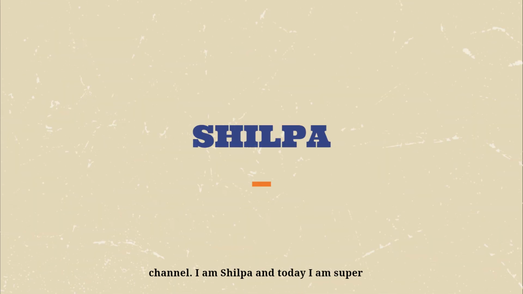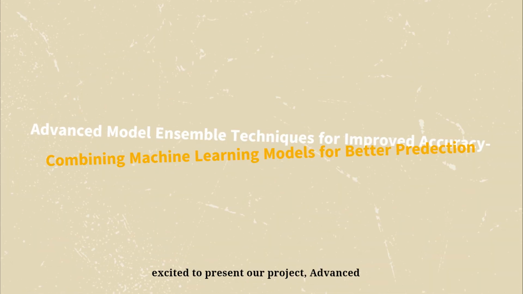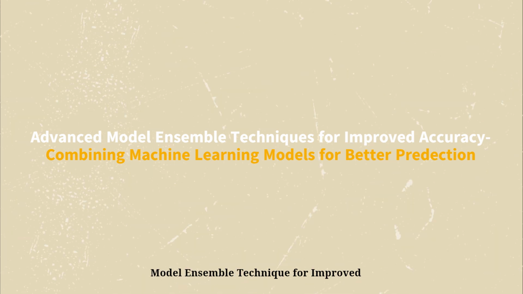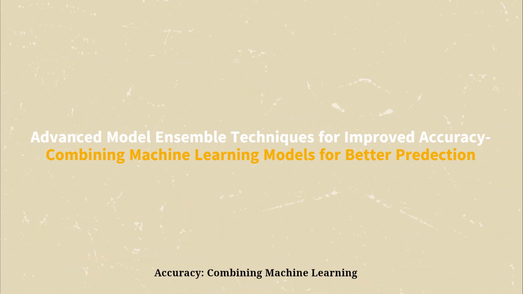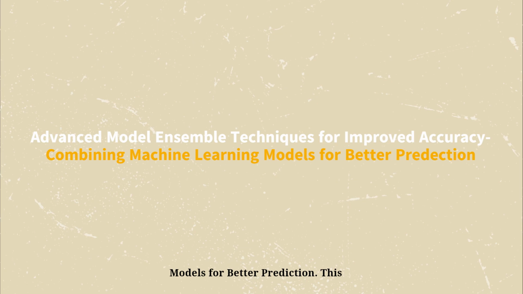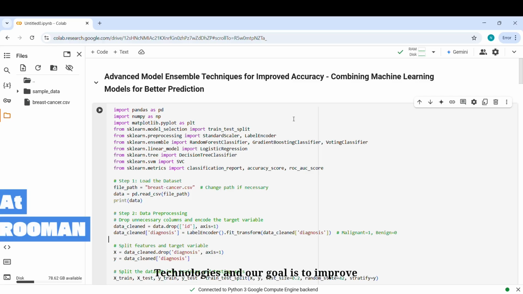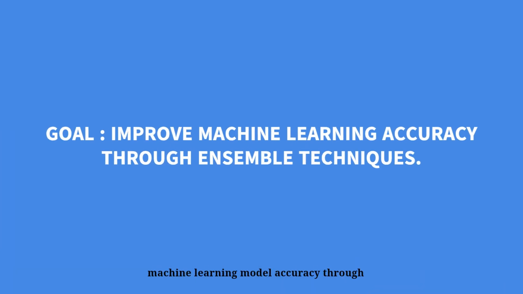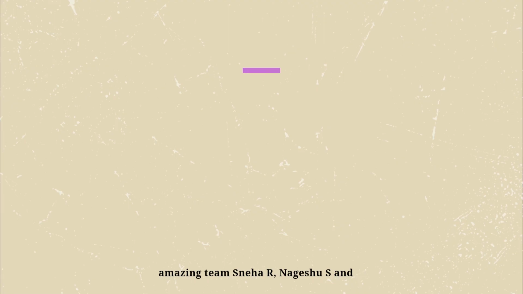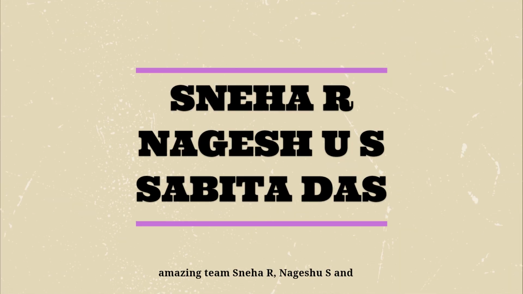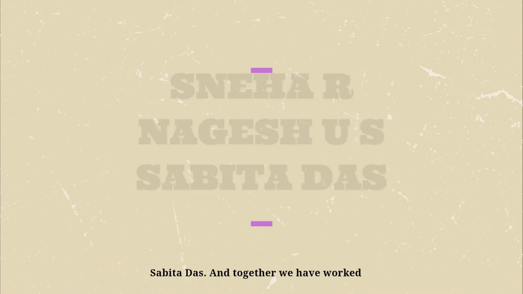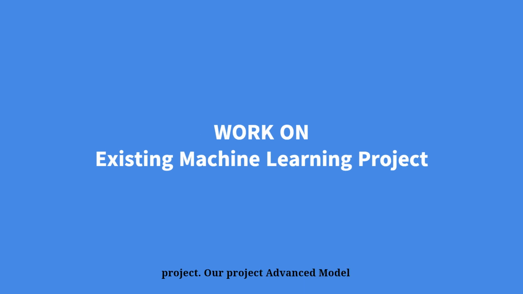I am Shilpa and today I am super excited to present our project: Advanced Model Ensemble Technique for Improved Accuracy, Combining Machine Learning Models for Better Prediction. This project was done under IBM at Roman Technologies and our goal is to improve machine learning model accuracy through ensemble techniques. I am here with my amazing team Sneha R, Nagesh US and Sabita Das, and together we have worked on this machine learning project.